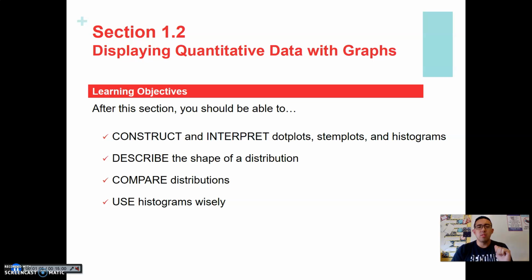By the end of today, you should be good with the first three of these. Number one, you should know how to construct and interpret dot plots, stem plots, and histograms. You should also be able to describe the shape of any type of distribution, and you should also be able to compare them.